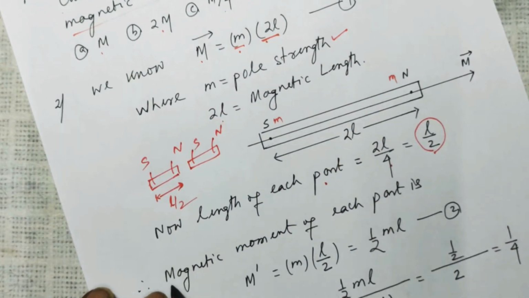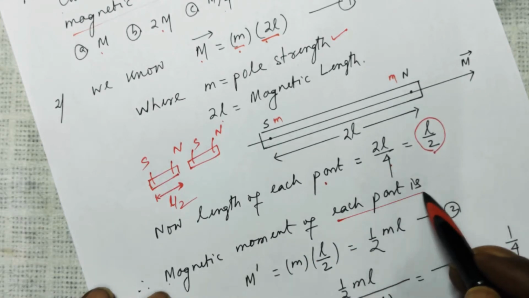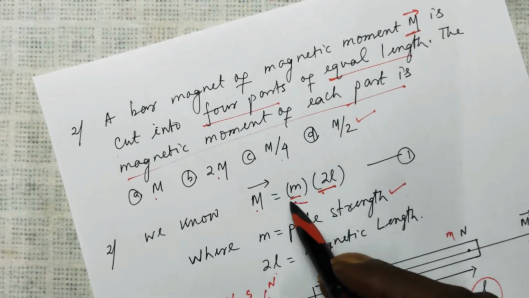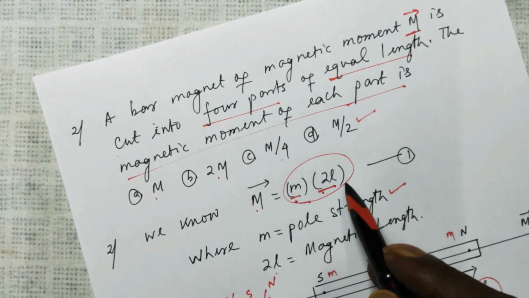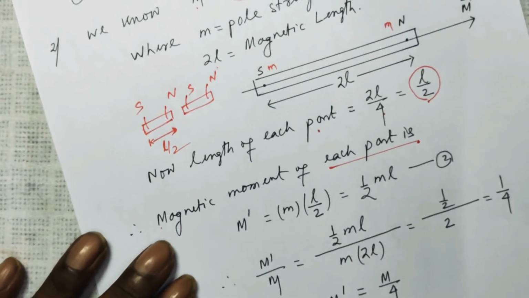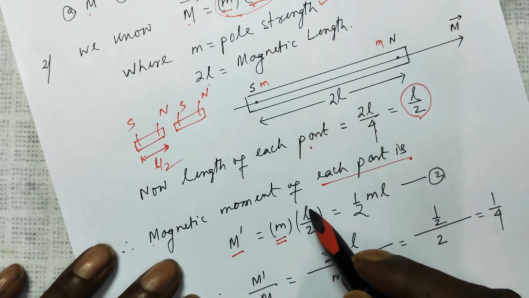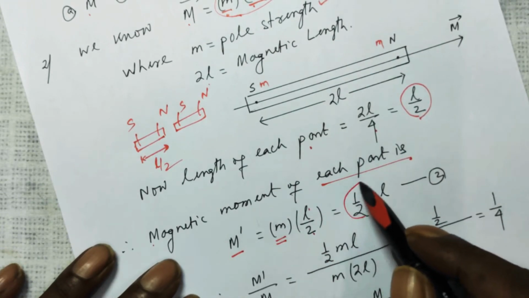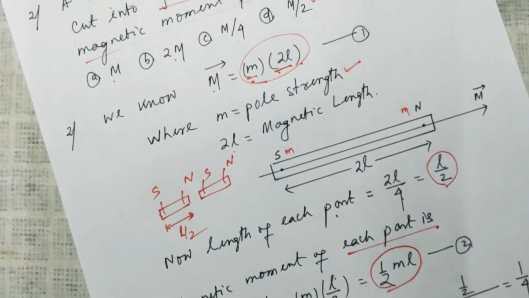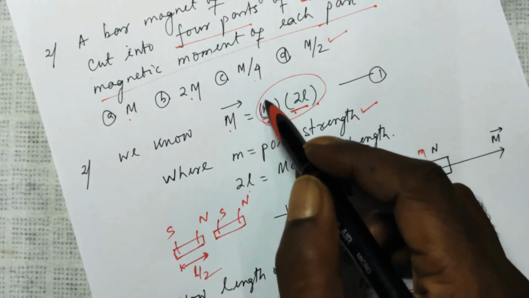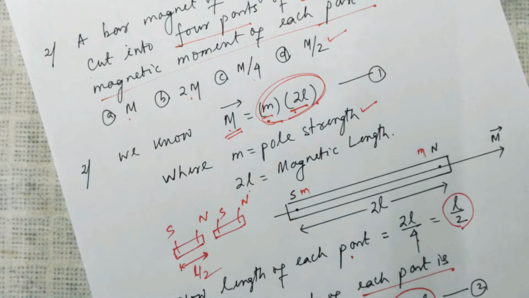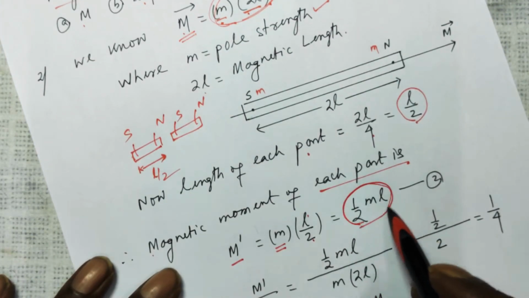So therefore the magnetic moment of each part, using the same standard expression, pole strength times the length. Let it be M dash. So M dash will be pole strength times the length, that is L by 2, that is equal to half ML. Previously this was called your M. Now what will you call this?